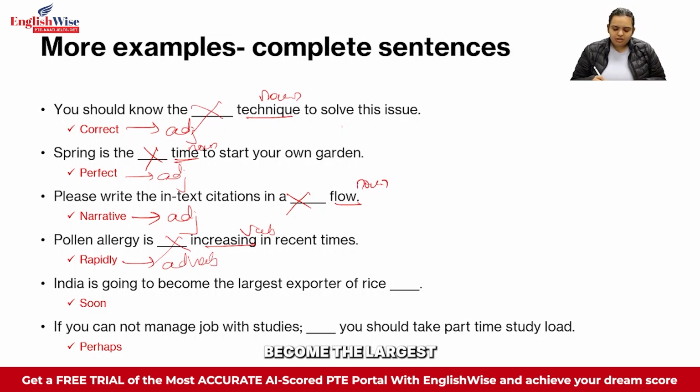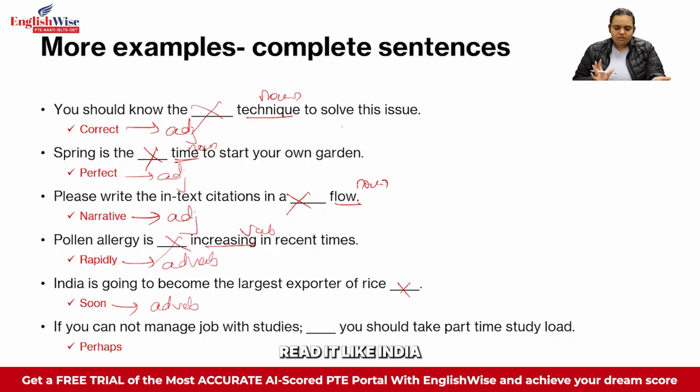India is going to become the largest exporter of rice dash. Again, when I read this sentence without the blank: India is going to become the largest exporter of rice. This does make sense. Again, I have a blank. Now with this blank, it will either be an adjective or an adverb. But over here, it's a modifying word because there is no noun after the blank. So I will go with an adverb, that is soon.